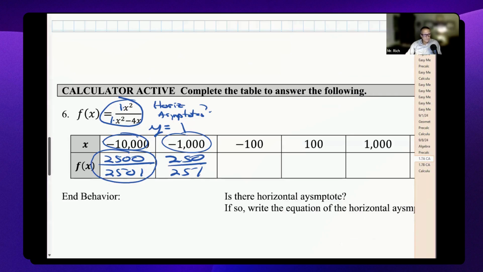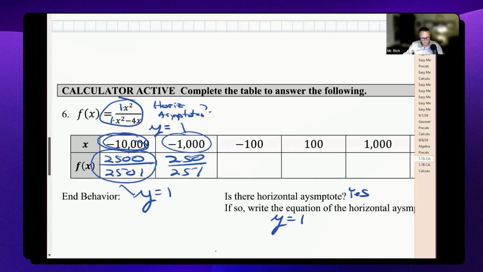This tells me that the further left I go, look where I'm at. I'm way out to the left on my x-axis at negative 10,000 units. And the y value is very close to 1. That means this proves to me that there is a horizontal asymptote at y equals 1. Is there a horizontal asymptote? Yes. And where would it be? It would be at the equation y equals 1, because the further left I go, the closer my y values get to the number 1.